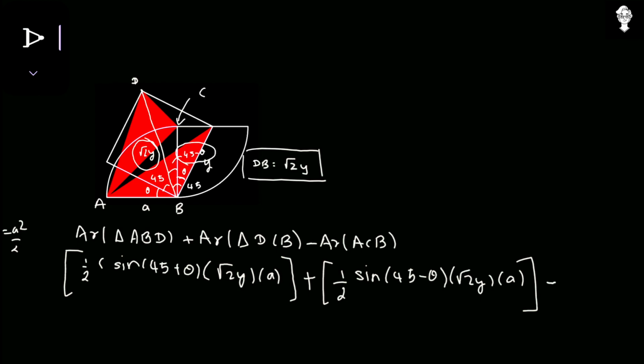And now we have to subtract the area of triangle ACB. In this particular diagram, triangle ACB is a right angle triangle like this. This side is equal to A, and that side is also equal to A, because AB and BC are the radii of these quadrant circles.